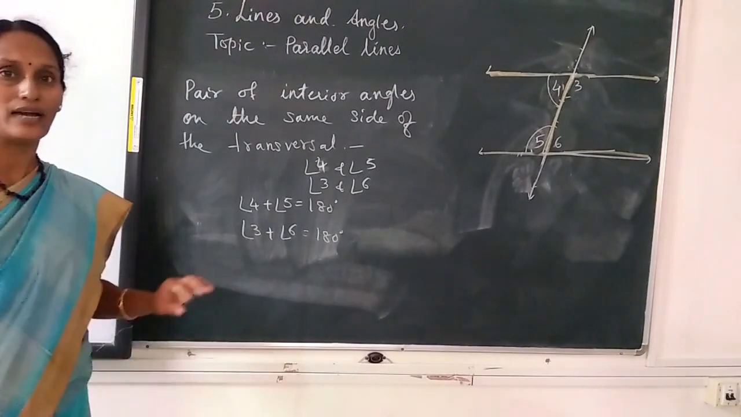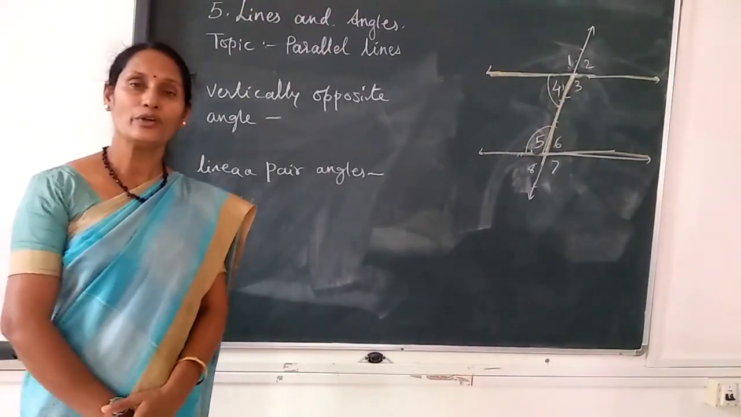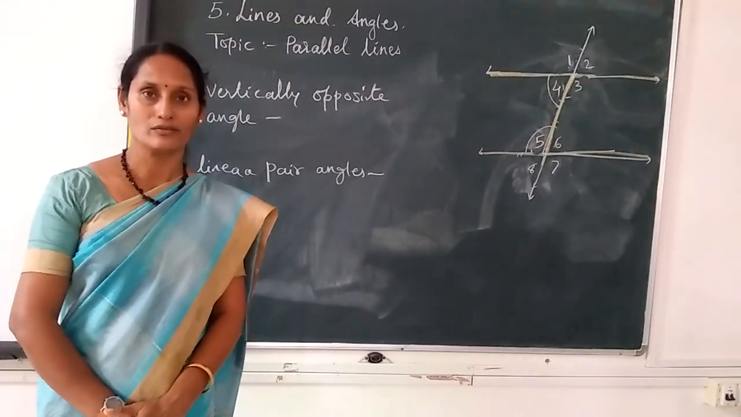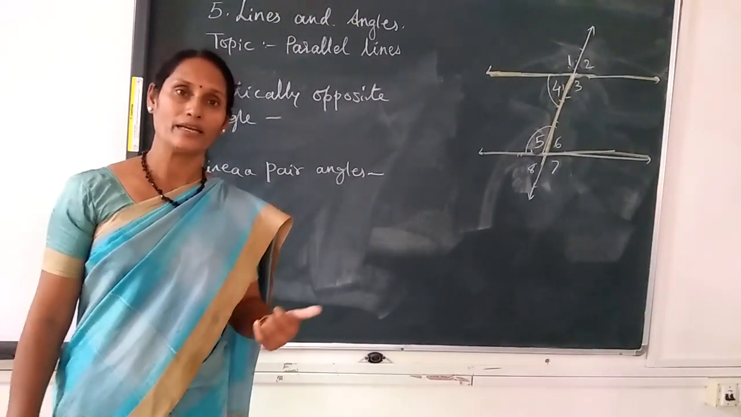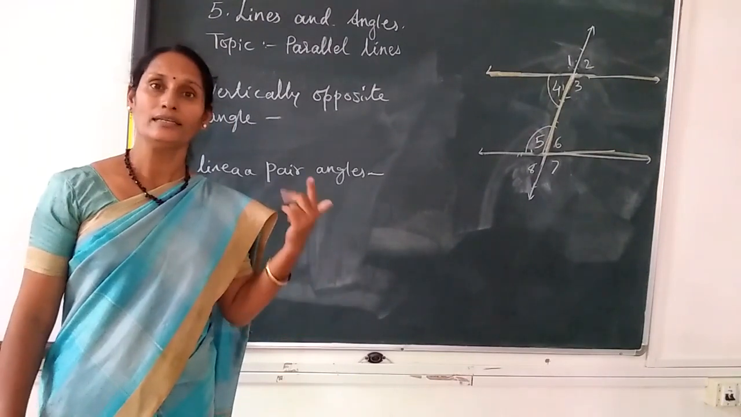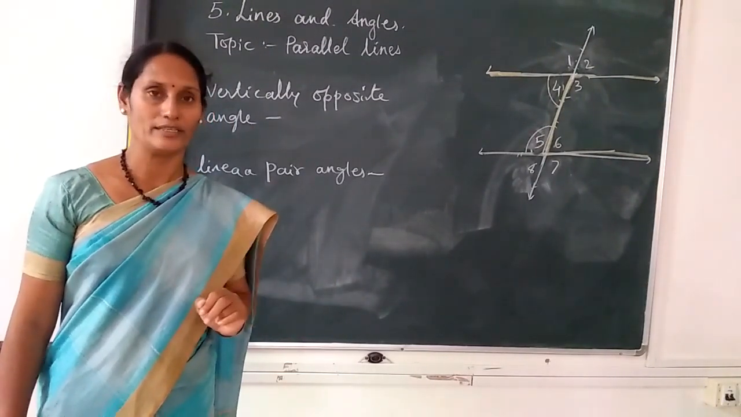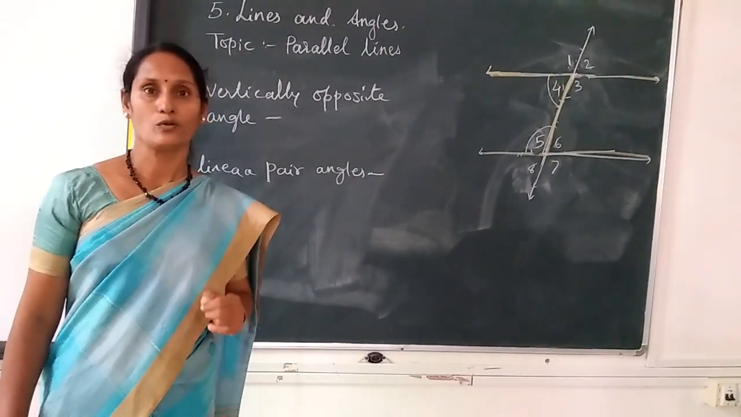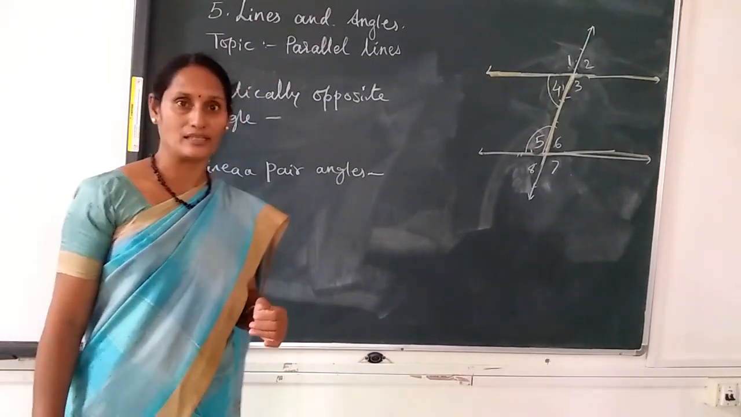Now let's go with another concept. Students, till now you have learned that if a transversal and parallel lines are there, which types of angles are formed: corresponding angles, alternate angles and interior angles. The sum of interior angles is 180 degrees. Alternate angles are equal. Corresponding angles are also equal. But apart from that, we get some different angles.